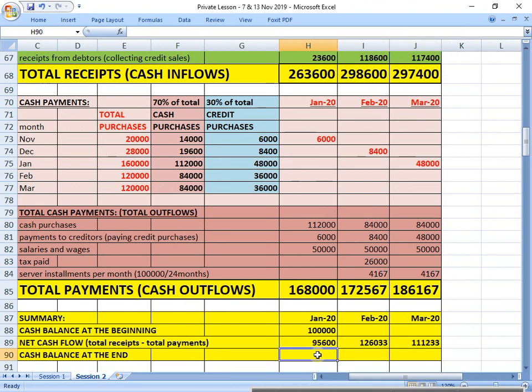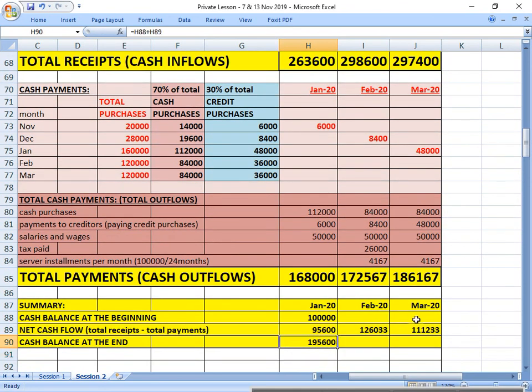So you started January with 100,000. Did you make more money in January or did you make less? You made more money. Your receipts that you got from your sales and everything else was more than the payments that you made in January. Do you agree? So is your bank balance going to increase or decrease? It's going to increase.